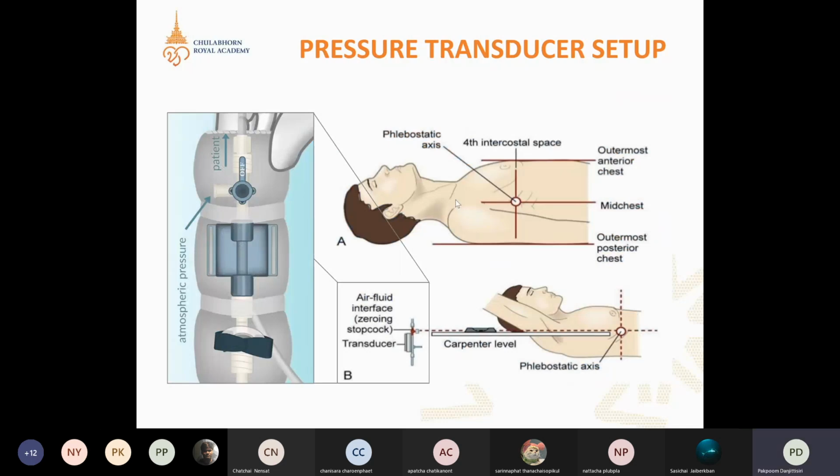How to set up the pressure transducer correctly? Definitely, you're going to have to focus on this three-way. I'm going to call this one the zeroing stopcock. You have to make sure that the zeroing stopcock here is at the level of the phlebostatic axis, which is at the mid chest.